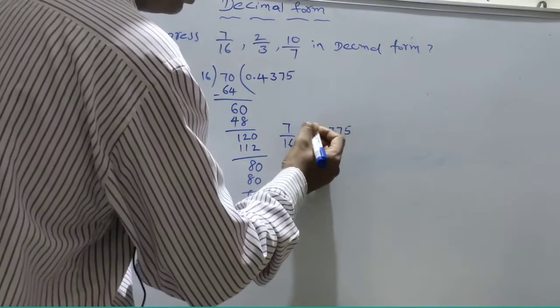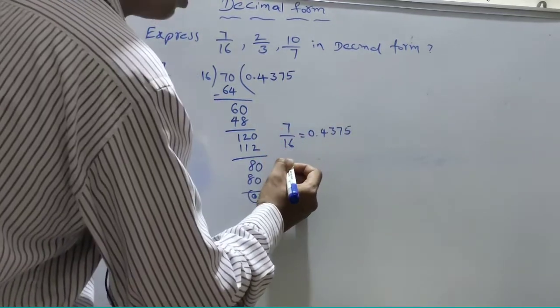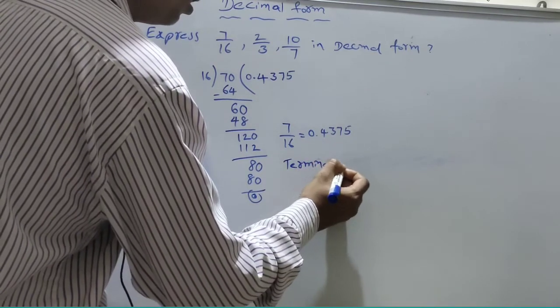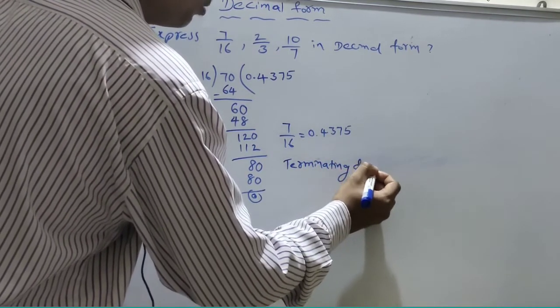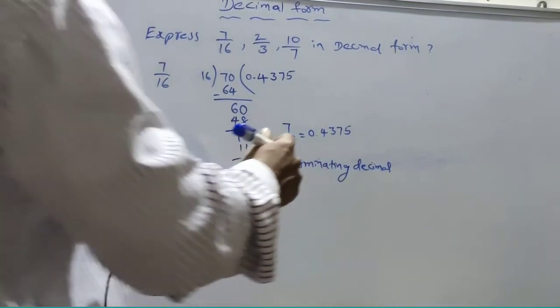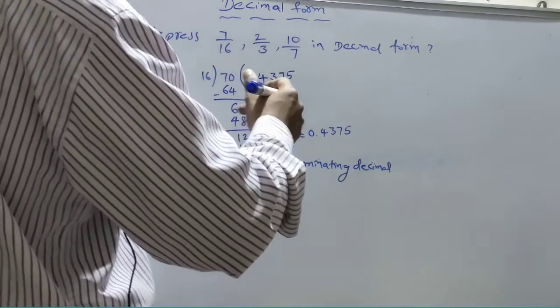This type of decimal is known as what? Terminating decimal. Okay, if you observe these words, terminating decimal. And again go for 2 by 3.